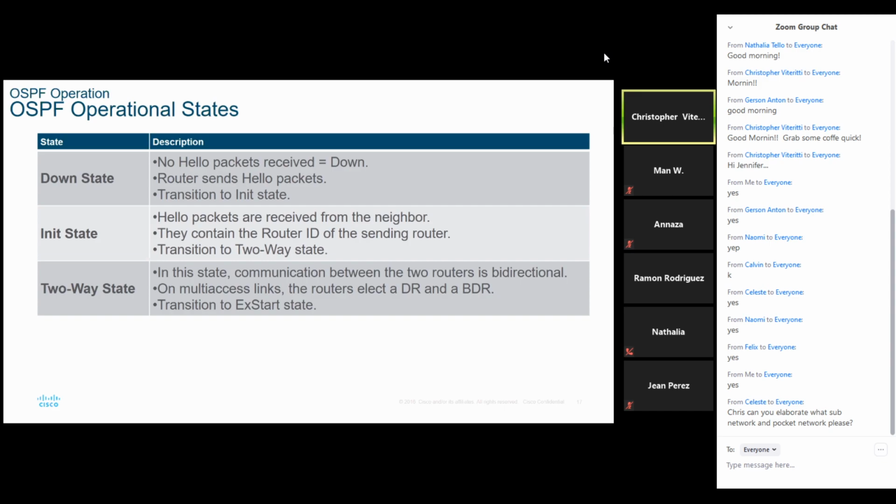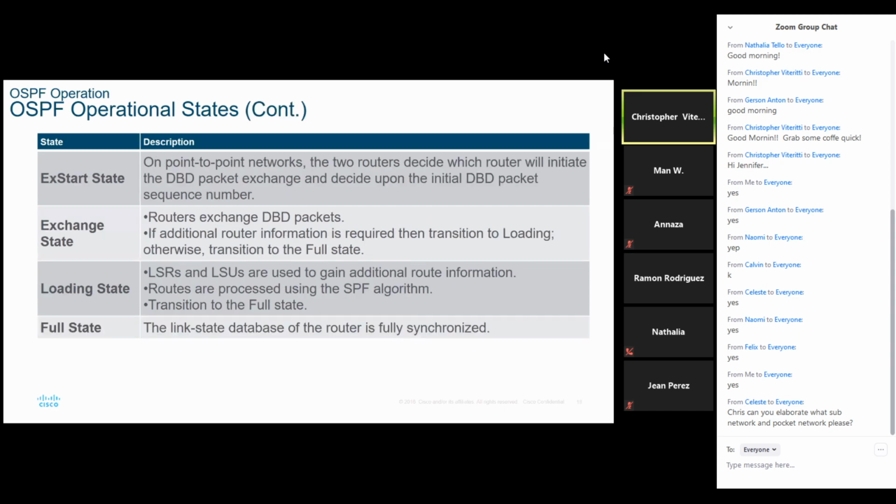Anyway, from there you transition to the ExStart state. After ExStart, two routers decide which router initiates the DBD packet exchange and becomes the master on the link, and decide upon the initial DBD packet sequence number. Then you go from ExStart to Exchange. Routers begin to exchange database description packets. If additional router information is required, then they transition to the loading state. Otherwise, they transition to full.